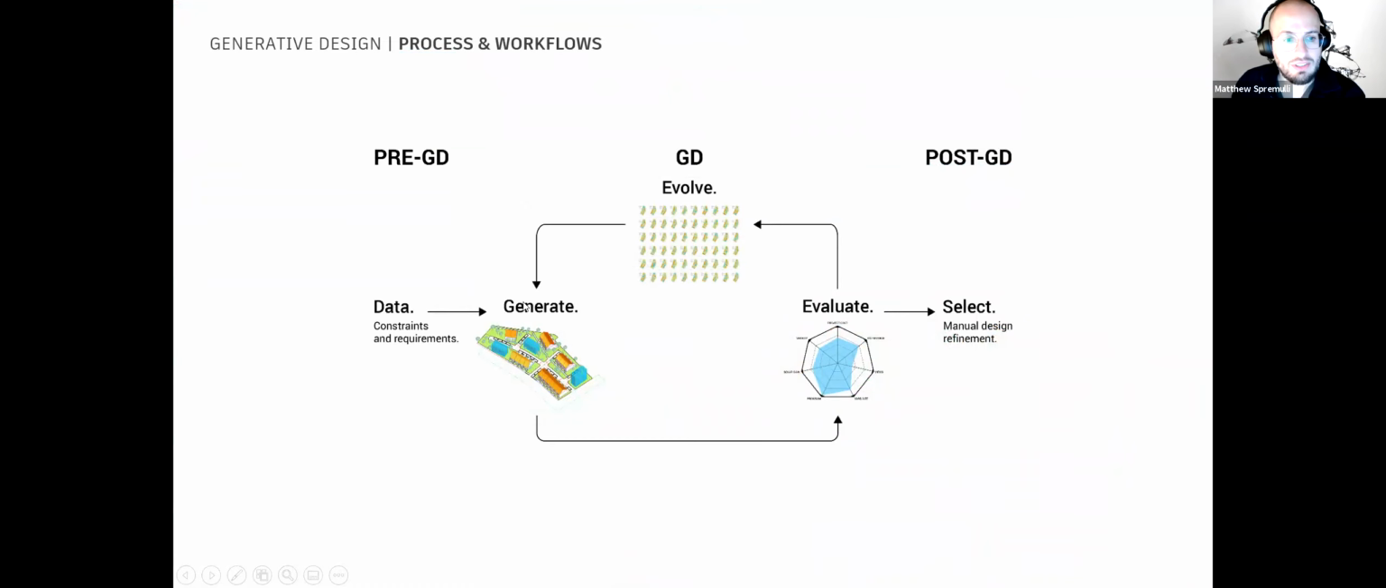So the process is usually where you have your constraints and requirements and you generate a form. You then see how well it scores to your goals, and then you evolve the design over and over until you get options that you really like.